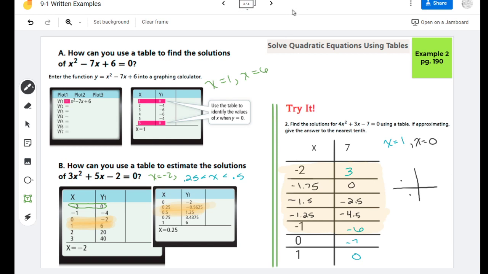So there we have it, guys. That is how to solve quadratic equations using tables. Again, this is not a good way to solve quadratics. It works sometimes, but 99.9% of the time, it doesn't work.